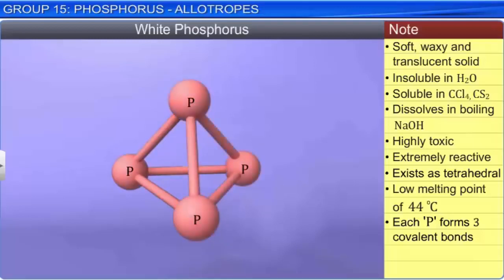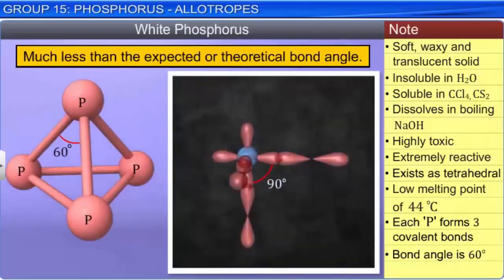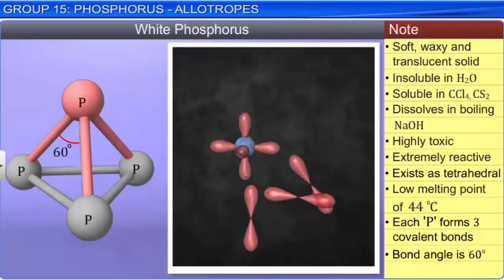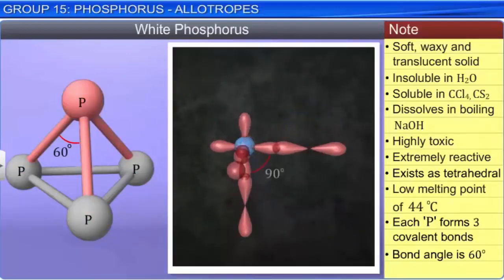The bond angle in a P4 molecule is 60 degrees, which is much less than the expected or theoretical bond angle. You know that when pure p orbitals overlap, the theoretical bond angle expected is 90 degrees. This angular strain in the molecule makes white phosphorus unstable and therefore highly reactive.